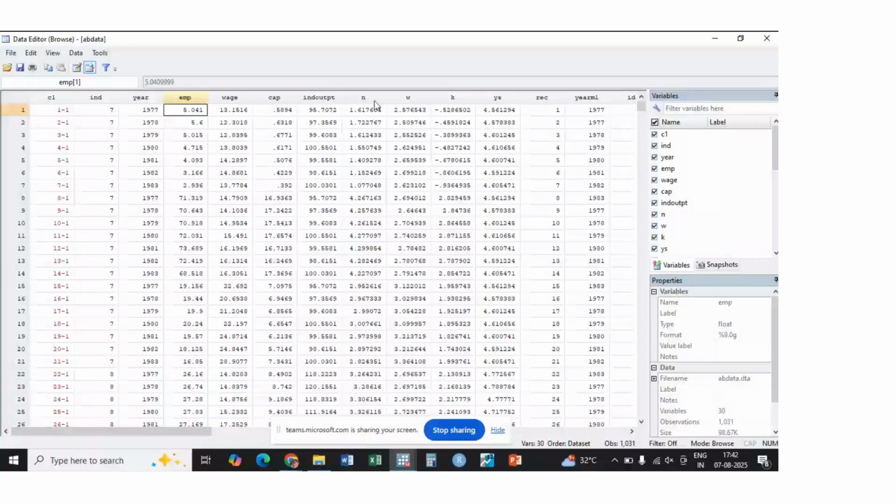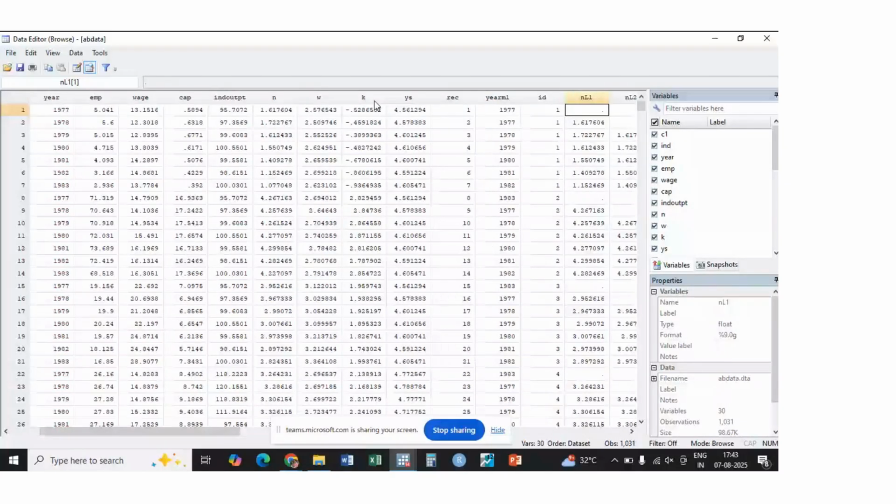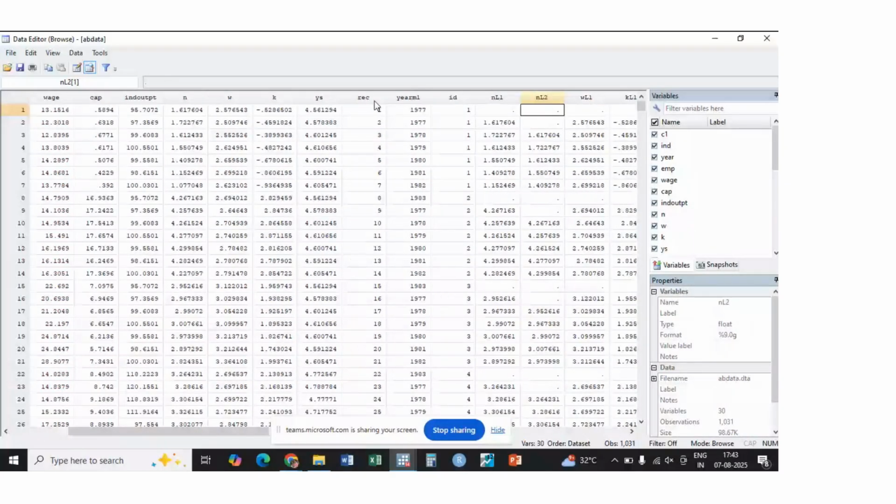You've done a log transformation of the variables. N stands for employment, W for wages, K for capital, YS for output. Converted this into log values. We are going to use the log values. And of course, we have created the lagged values as well.